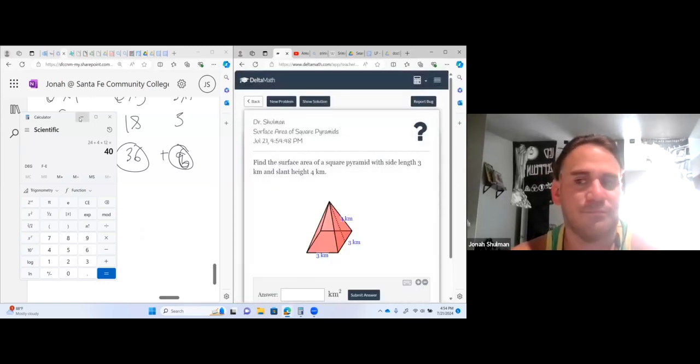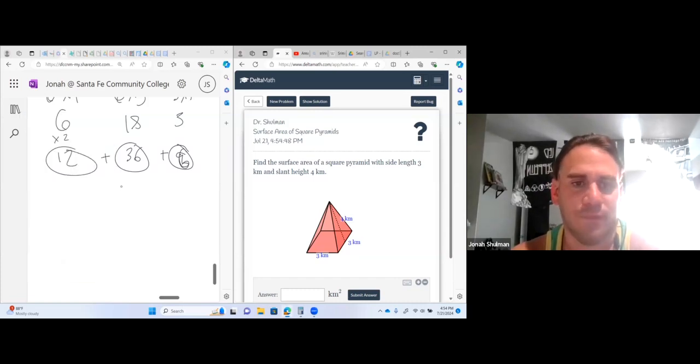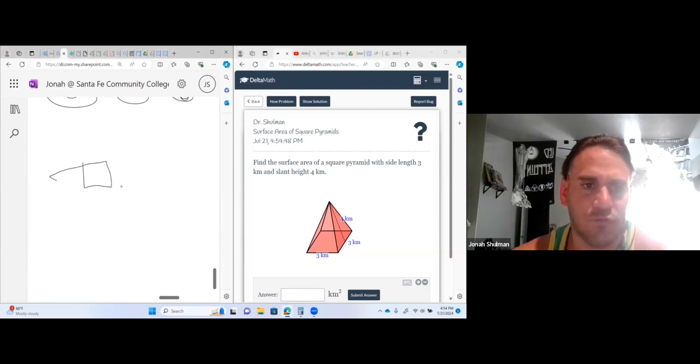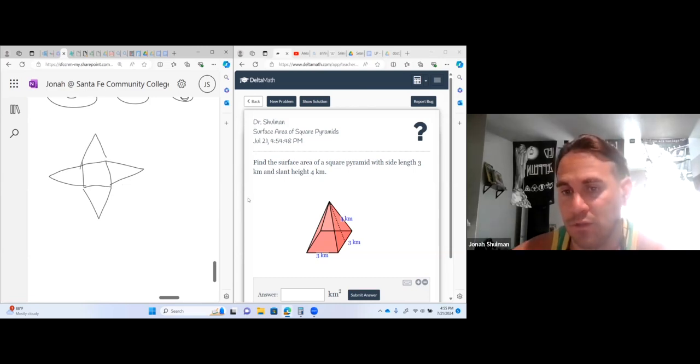Here's a good one. Here's a definite good one we can do. So we've got a square pyramid. You can always open it. And this is called making the net, opening it up. It's 3 by 3. So I know the bottom is 9. I have 9 on the bottom. Now all I need is my triangle.